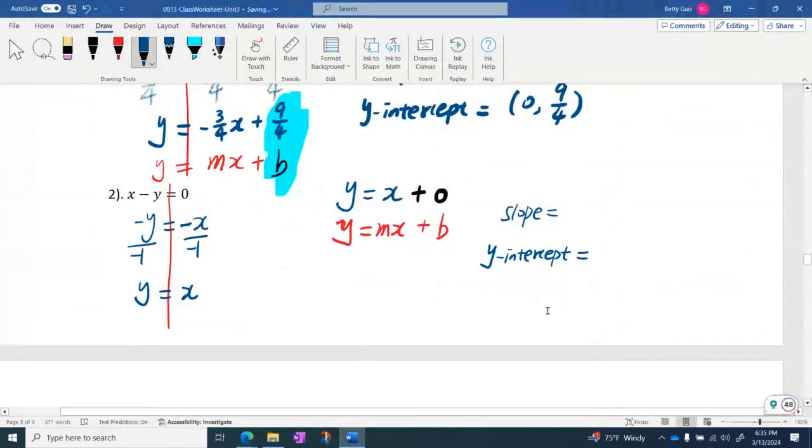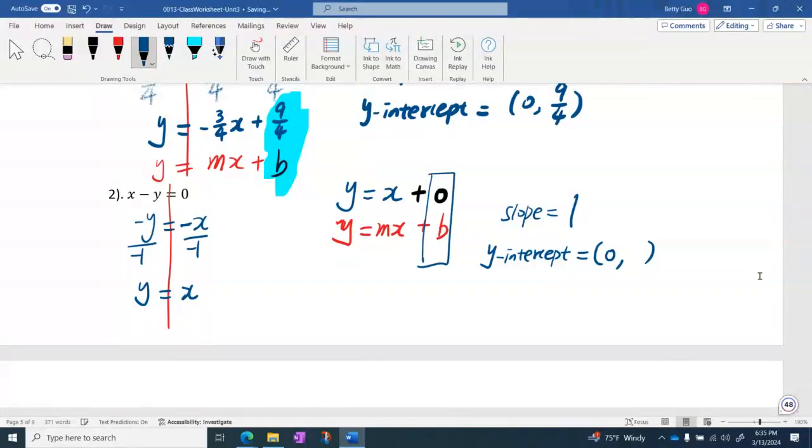I think I need to address this part more. Slope is 1, we all understand that. The y-intercept always has 0 as the x value, right? And the second value, the y value, is b, which equals 0. So y-intercept is 0, 0.